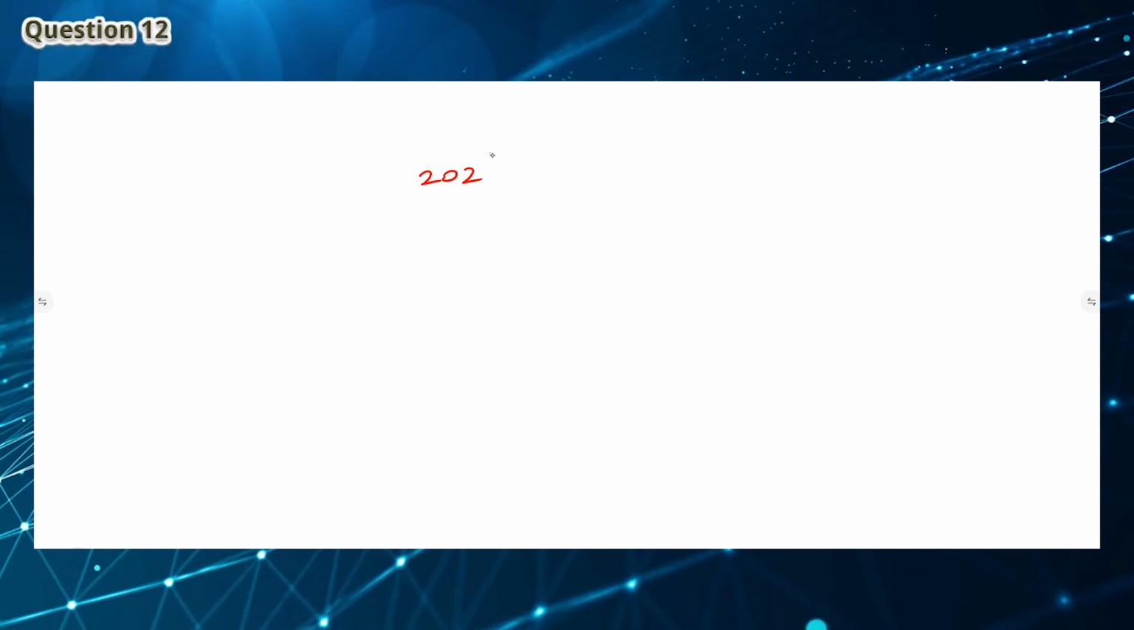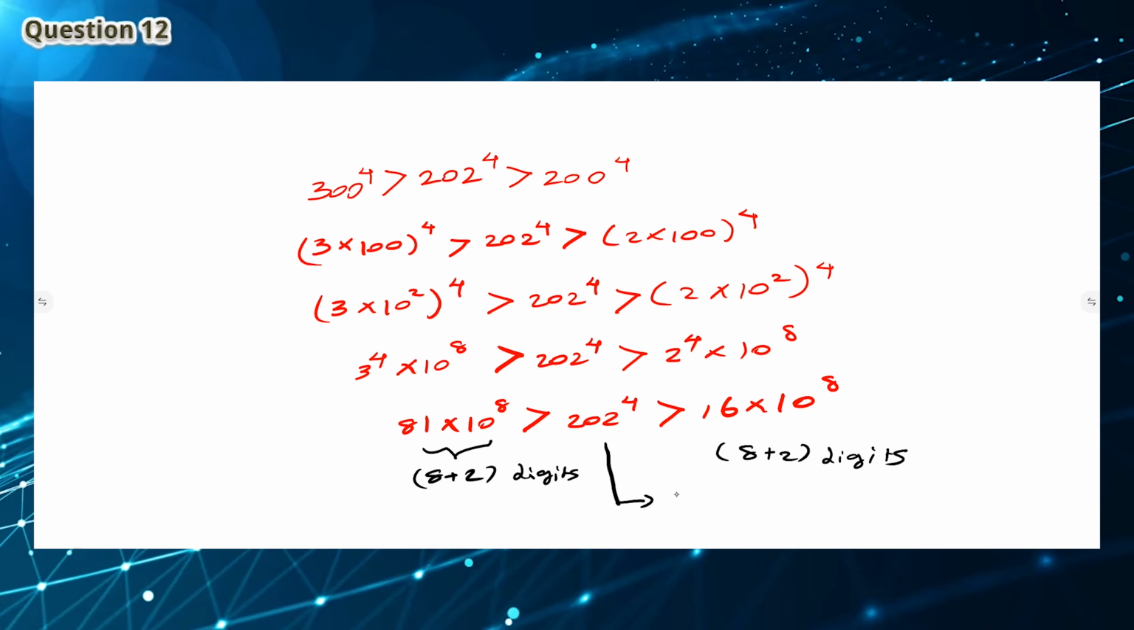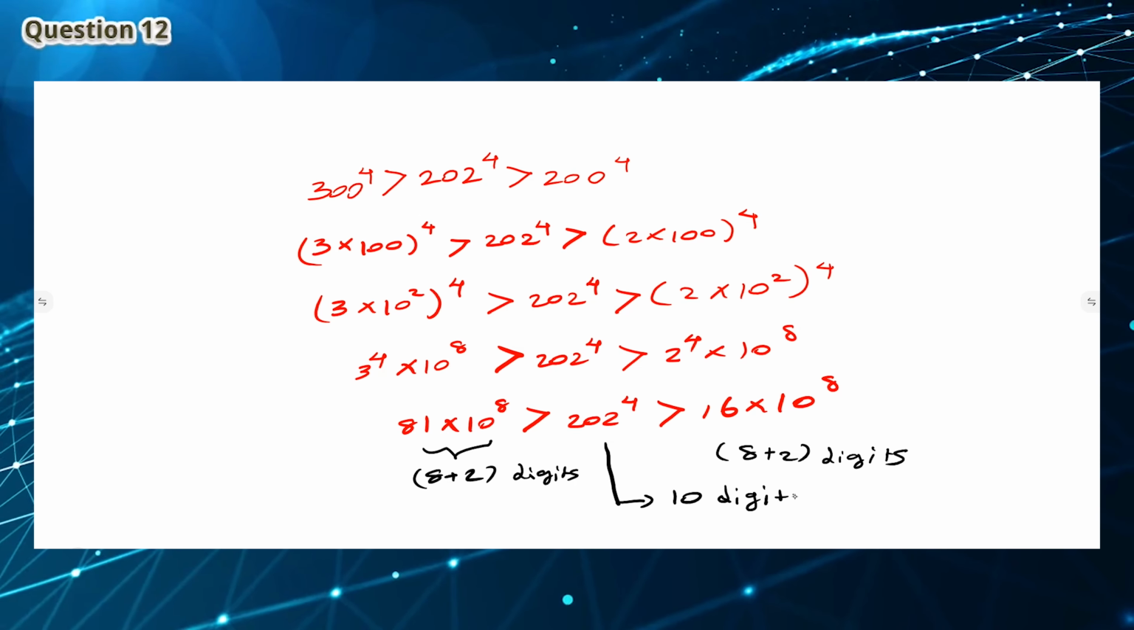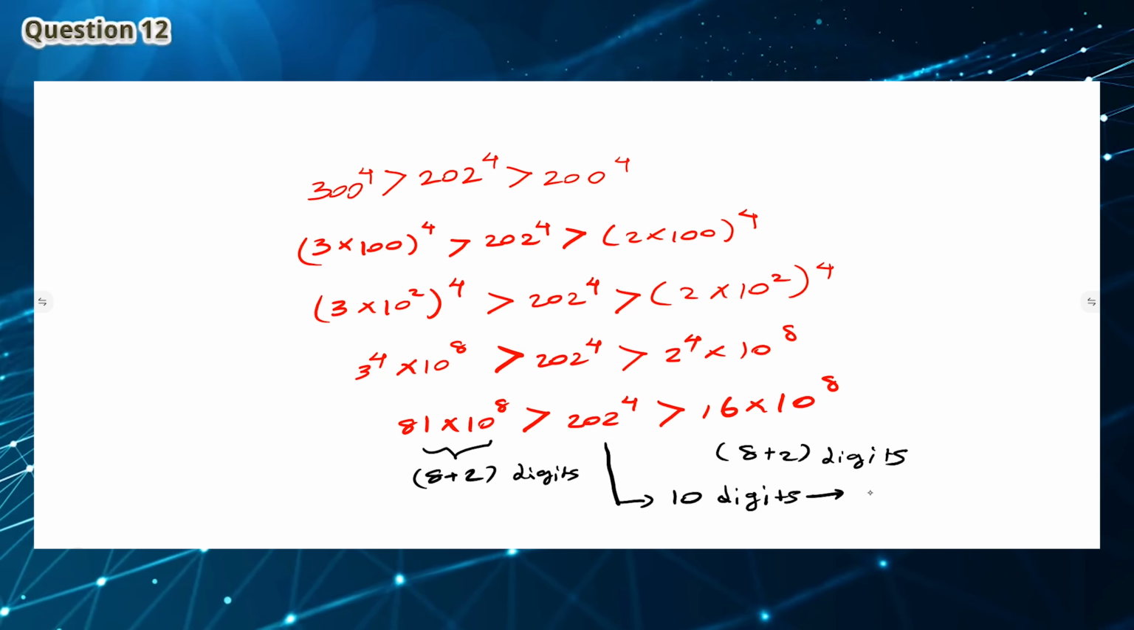202 to the power 4 is between 200 to the power 4 and 300 to the power 4. As you can see, we can write these numbers as powers of 10. This means that 300 to the power 4 has 10 digits, and 200 to the power 4 also has 10 digits. So 202 to the power 4 must also have 10 digits. This means the answer is B.